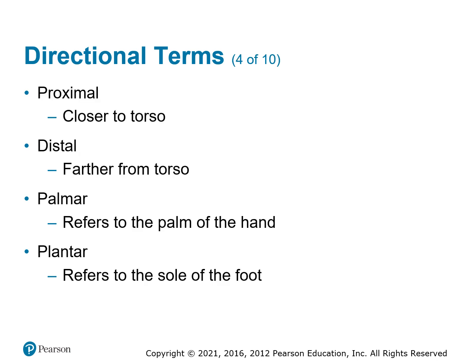A few more here. Proximal, distal. These are actually ones commonly used when describing injuries to the extremities of the body. So proximal is going to be closer to the torso. Distal is going to be further away from the torso. So if somebody has a femur fracture and it's a proximal femur fracture, it's going to be broke on the upper half of the femur, which is going to be closer to the torso, if that makes sense.